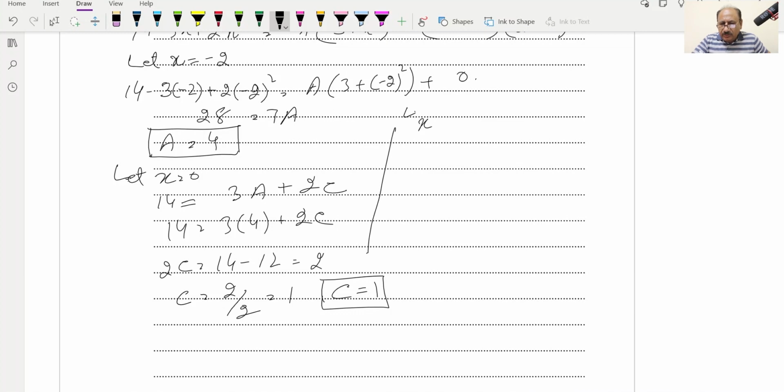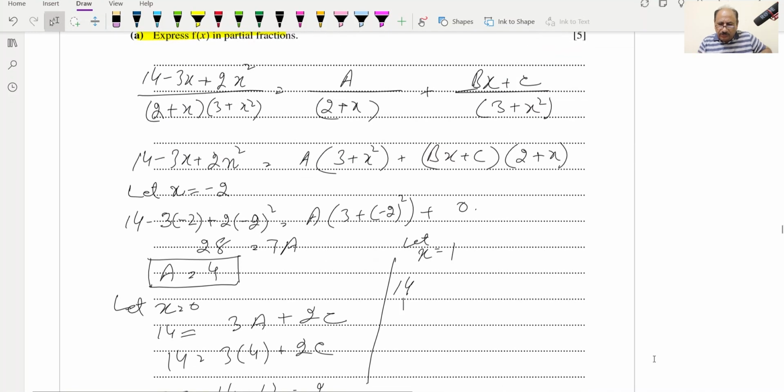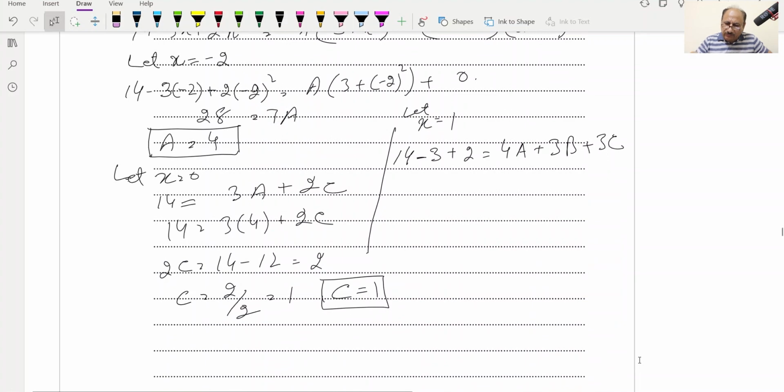So let x is equal to 1, so this implies 14 minus 3 plus 2 is equal to 4. 3 plus 1 will be 4, so 4a, and this portion will be 3, so 3b plus 3c.